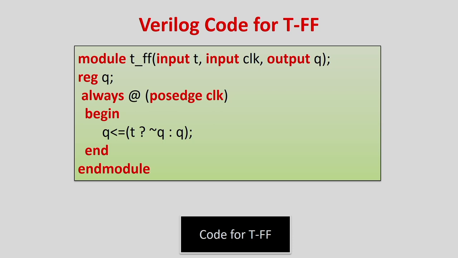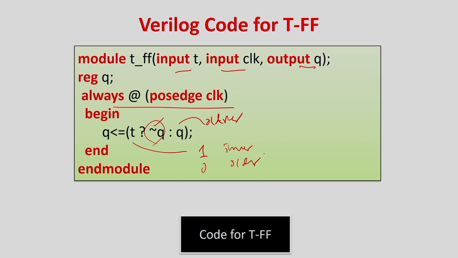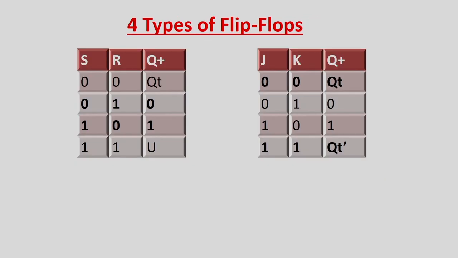So, what are we doing? This is one input T, another input is clock, and the output is Q, and for every clock cycle we are doing Q is equal to T. If T is equal to 1, then it is inverting the Q, and if T is equal to 0, you are keeping the older value. So this is the very basic Verilog code for the T flip flop, and there are these 4 flip flop types.